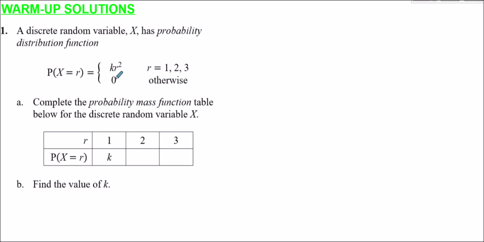So I think this will make more sense to you when we use this kr squared expression in the future ones. So for example, when r is 1, the probability for x is equal to r is k multiplied by 1 squared, which of course is just k. So I'm just explaining to you where this k has come from in the beginning. They've just used this expression here to generate it. So what we need to do is to do the same thing for when r is 2 and 3.